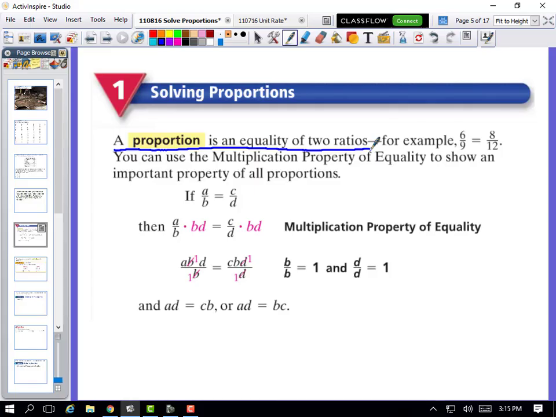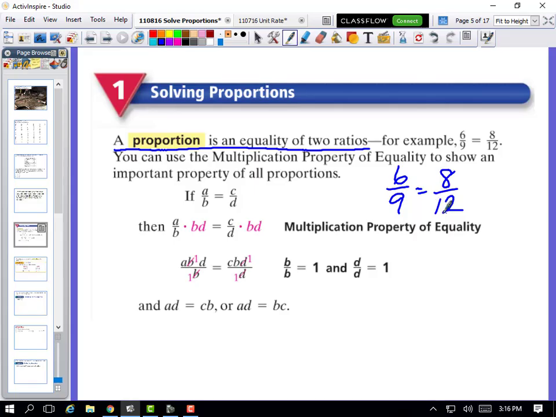So if we look at this one on the end, 6 over 9 equals 8 over 12. We are saying that these two fractions say the same exact thing, that they are equal. And there are four methods we can use in order to determine if they are equal. And I'm sure there's probably others, but these are the four that we came up with in class today.